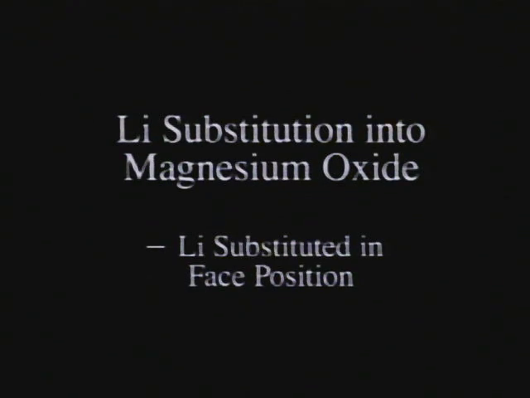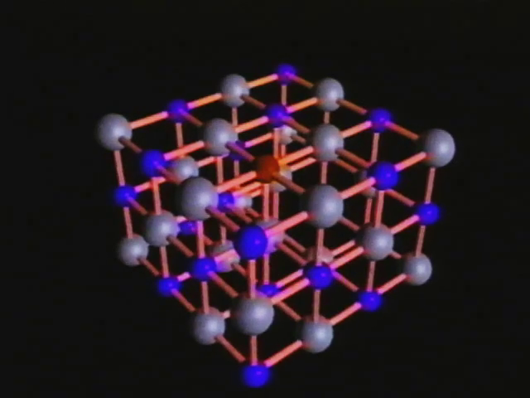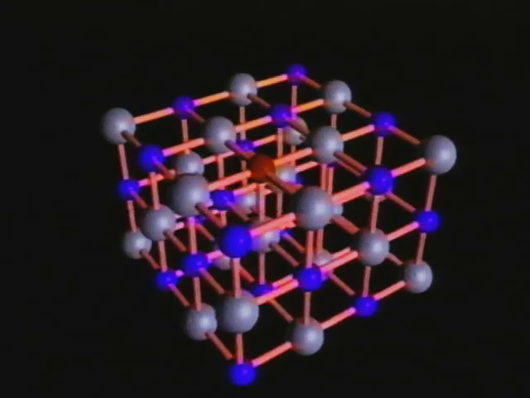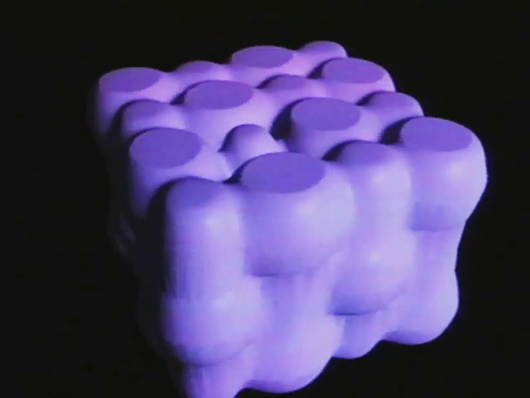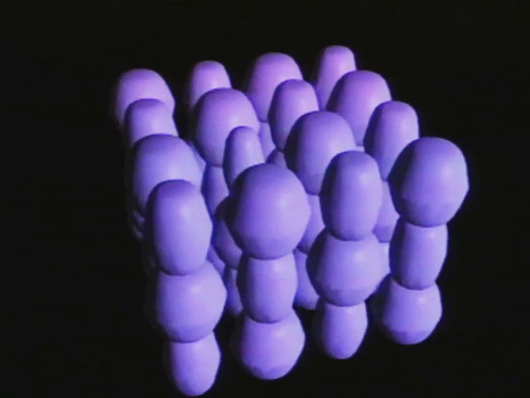This sequence is based on local density functional theory. It was used to determine the energies and shifts associated with lithium as a promoting agent. Shown here is a 48-atom magnesium oxide crystal with a red lithium atom substituted in a face position. The effect of lithium substitution is represented by electron density differences. Blue denotes electron loss, and yellow denotes electron gain.